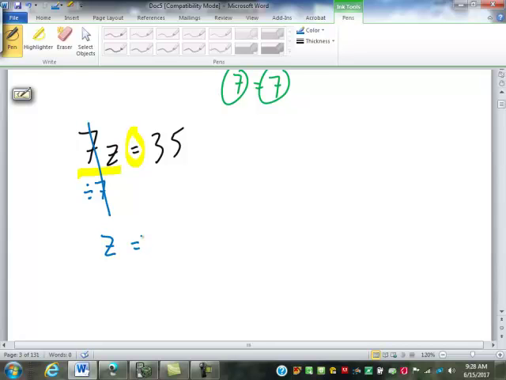And of course, as we've mentioned, to keep that scale balanced, we have to do the exact same thing to the other side. We divide by 7. 35 divided by 7 is 5. Z equals 5. And we can double check if we want to. 7z becomes 7 times 5. Does that equal 35? Yes, it does.